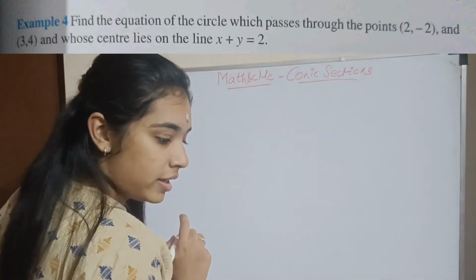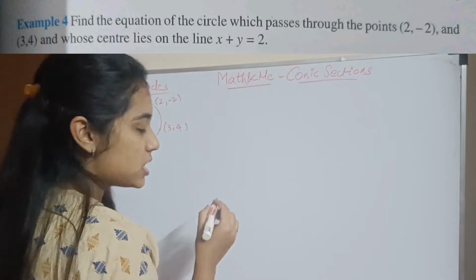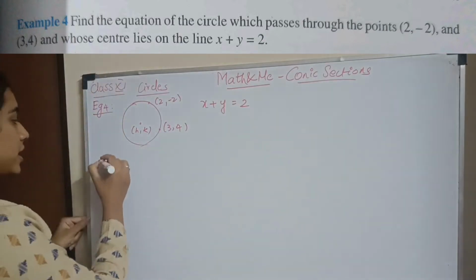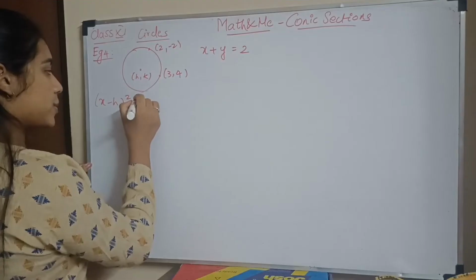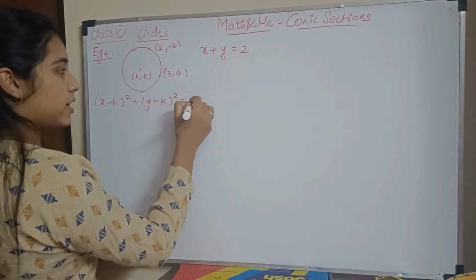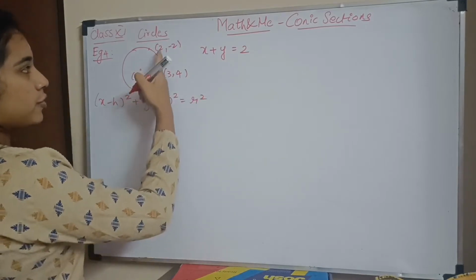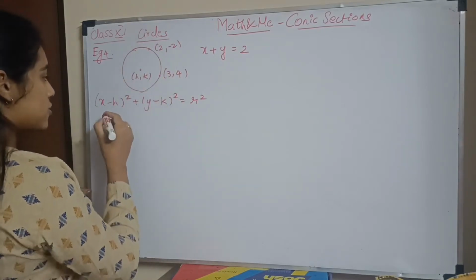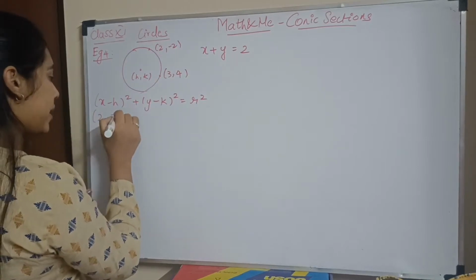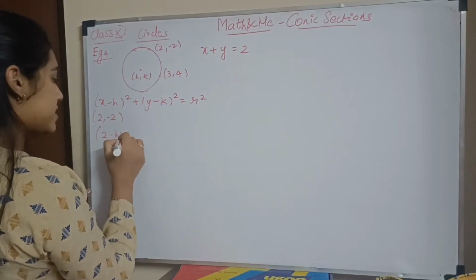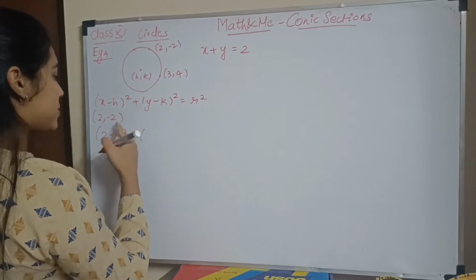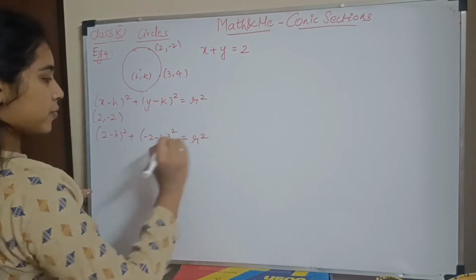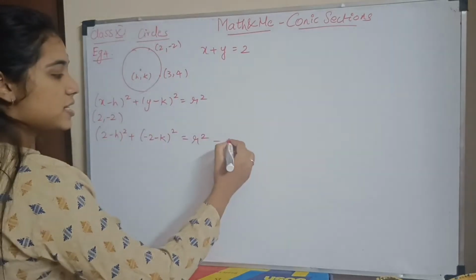So they are asking you to find the equation of the circle whose center lies on x plus y equals 2. So what is your general equation? (x minus h) the whole square plus (y minus k) the whole square equals r square. So when I substitute for (2, -2), it lies on the circle, which means it lies on the equation also. So for (2, -2), the equation becomes (2 minus h) the whole square plus (-2 minus k) the whole square equals, what is my r square? I do not know. So this is equation number 1.